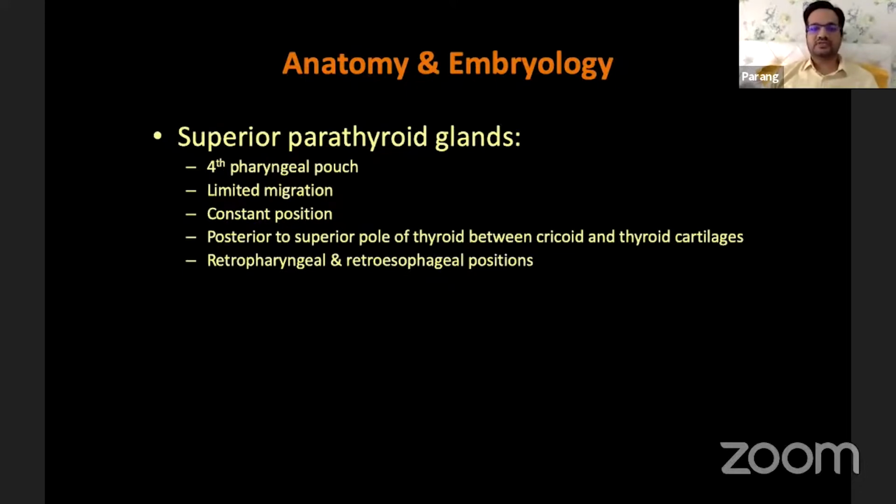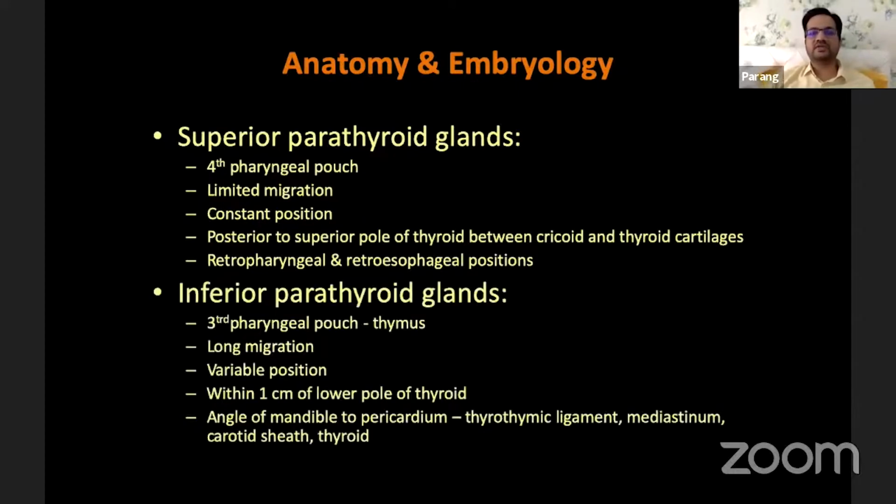Sometimes it may still fall inferiorly in the retropharyngeal and retroesophageal position, but that's a little rarer than inferior parathyroid glands, which arise from the third pharyngeal pouch, which is also the site of origin for the thymus, which goes as low as the mediastinum. So hence, inferior parathyroid lesions can be relatively commonly found in ectopic locations, especially as low as in the mediastinum, and hence the CT scan covers all this region entirely.